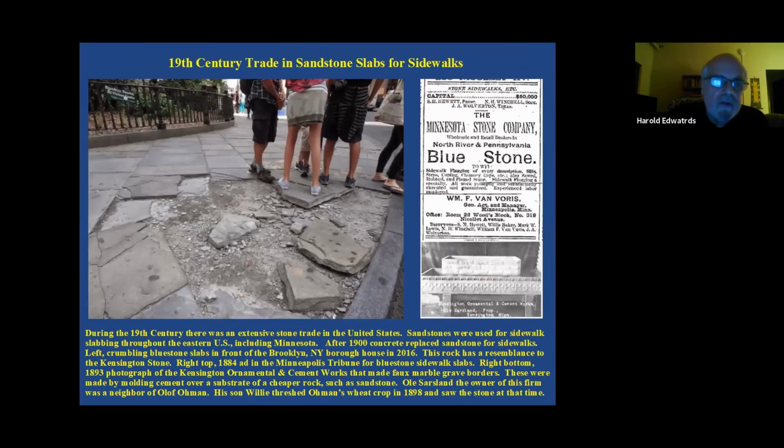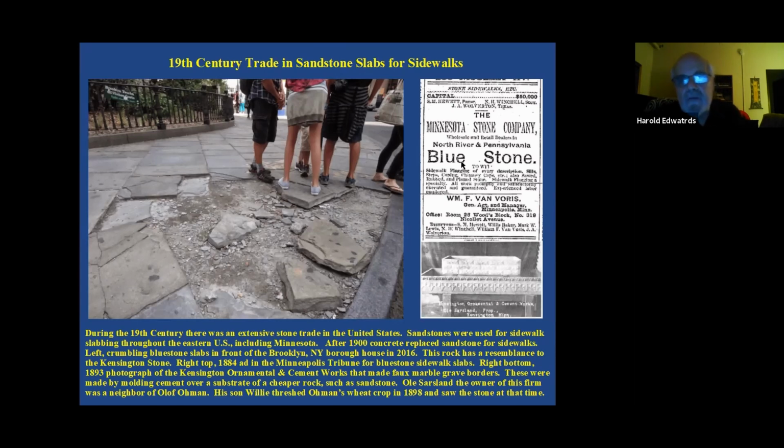In the 19th century, there was an extensive trade in sandstone slabbing. Today, we make sidewalks out of concrete. Back then, these were made from sandstones. This is a sandstone pavement in front of the Brooklyn, New York borough house from a few years ago. You can see that it looks very much like the Kensington stone. It's a blue-gray flagstone. It breaks off into these thin layers. These blue stones came from the border area between New York and Pennsylvania.